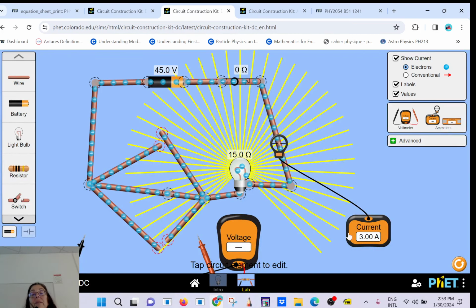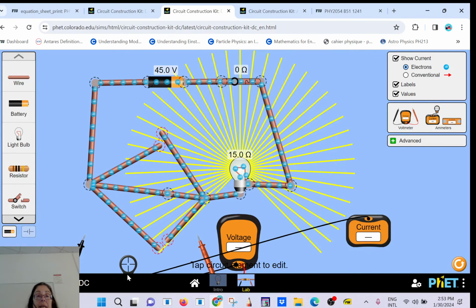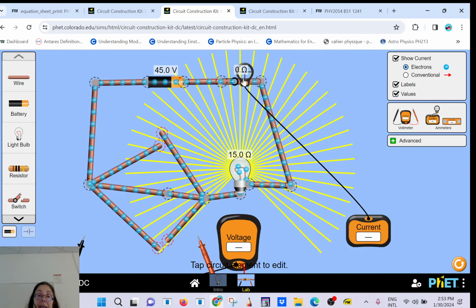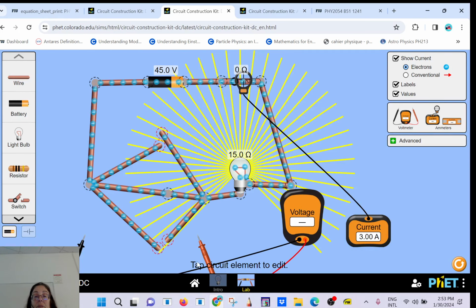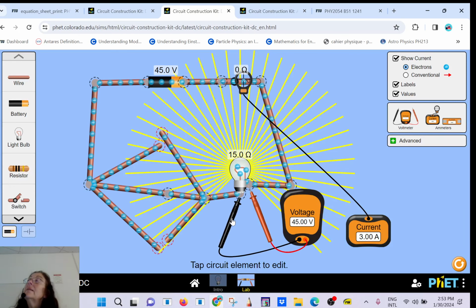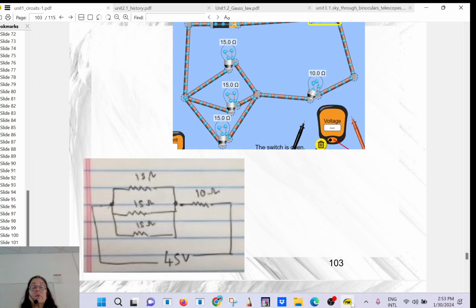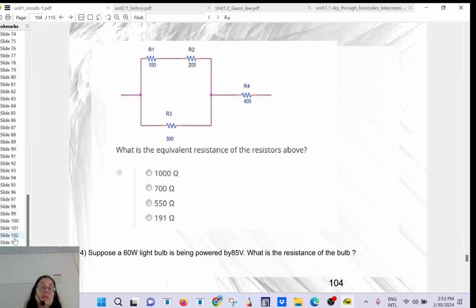You see 3 amps, 3 amps, 3 amps, 3 amps. Everywhere you have 3 amps. Is that clear? And the voltage drop is 45. Okay? It's important because even if you work in a lab, you always have those electrical things, electronics.